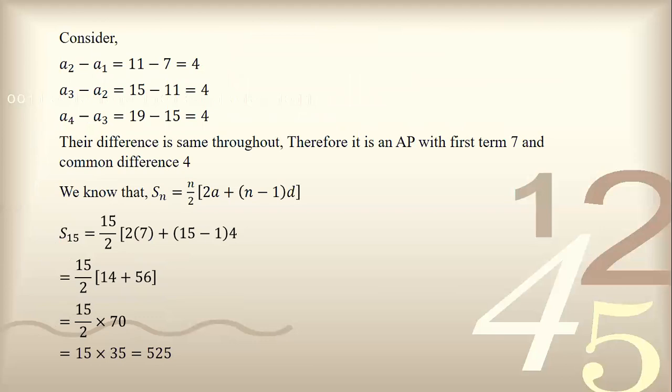Now we have to check. a2 minus a1 is 4, a3 minus a2 is 4, a4 minus a3 is 4. The difference is the same throughout, therefore it is an AP with first term 7 and common difference 4. We know that Sn is n by 2 into 2a plus n minus 1 into d. So for S15, we substitute n as 15, a as 7 and d as 4. When we solve, we get the answer 525. That is the sum of first 15 terms for this AP.